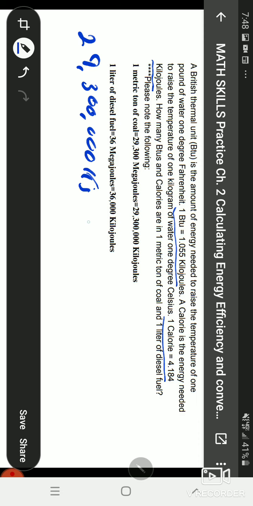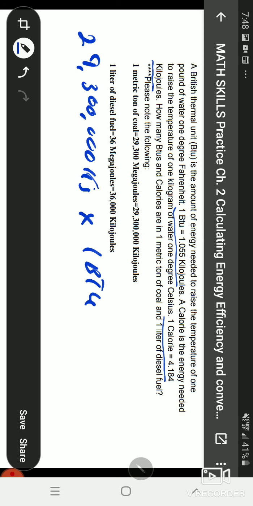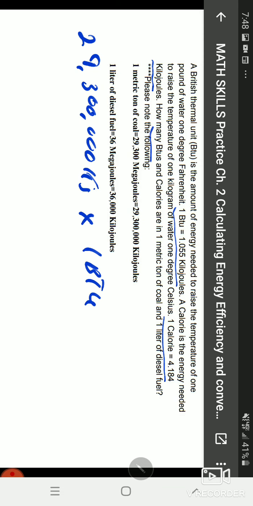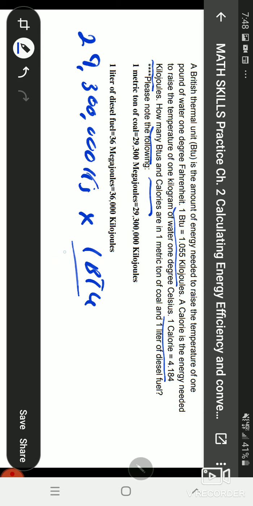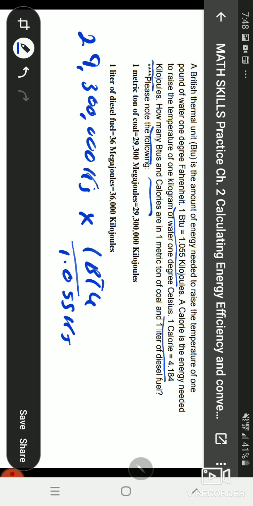I'm going to say that for every 1 BTU, notice that I put BTU at the top, okay, because I want BTUs to be our end result. I want to find, remember it says how many BTUs and calories. That's what we're looking for. So for every 1 BTU, we get 1.055 kilojoules.